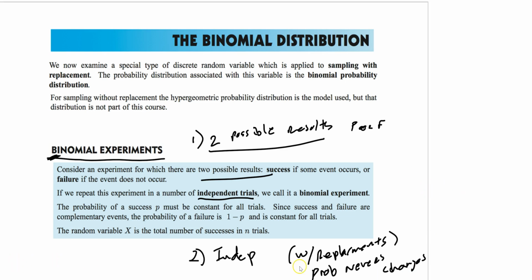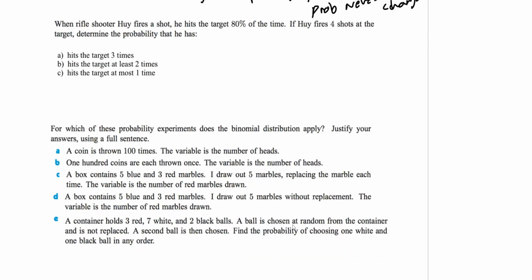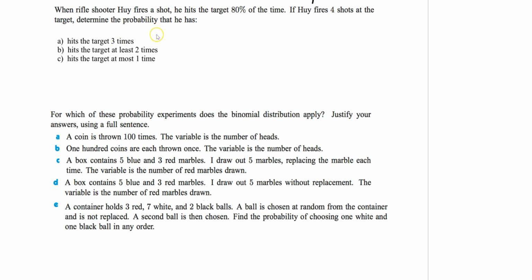This means the first step is being able to identify a binomial distribution problem. I think they're pretty easy to tell. Here's a good example of one you're going to see a lot. When a rifle shooter Huey fires a shot, he hits the target 80% of the time. If he fires 4 shots at the target, determine the probability that he has hit the target 3 times, or sometimes you might see exactly 3 times. It's a dead giveaway of binomial. Another dead giveaway: hits at least 2 targets, or at most one, or he hits the target at most 1 time. These are all binomial type problems. He either hits the target or he doesn't. If you see stuff like this, it's talking about a binomial distribution. That means we're going to use the binomial distribution formula, which I'll show you in a bit.